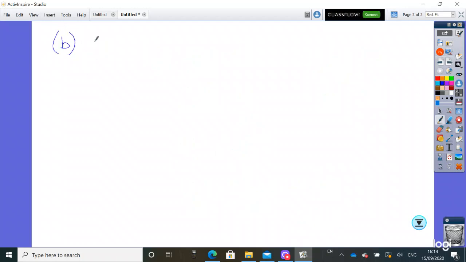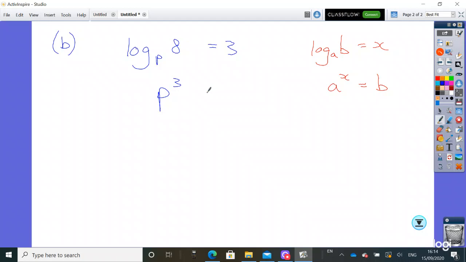Now for part B, we have log to the base p of 8 equal to 3. So same thing, using the same rule, log base a of b equal to x, so a to the power of x equal to b. So we write p, which is the a, and then raise it to the power of 3, and that gives us 8.